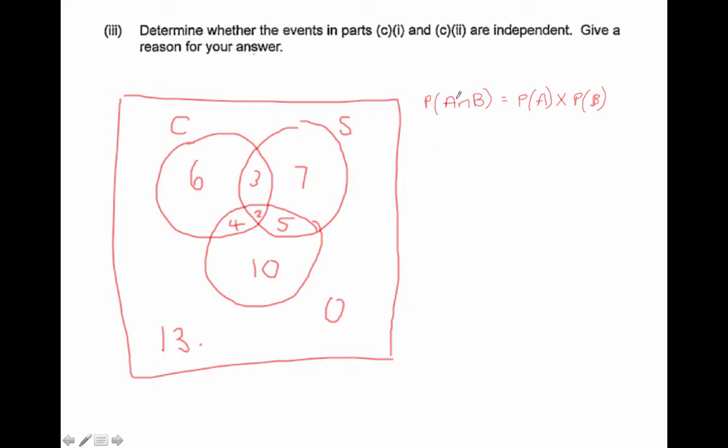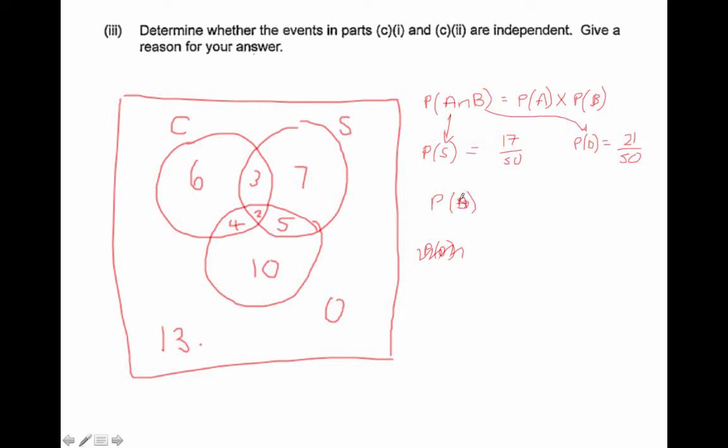So in our case, we're not using A and B. Determine whether the events in part C are independent. The events in part C were strawberry and orange. We calculated that the probability of picking strawberry was 17 out of 50, and the probability of picking orange was 21 out of 50. So let's call A S, and let's call B O.